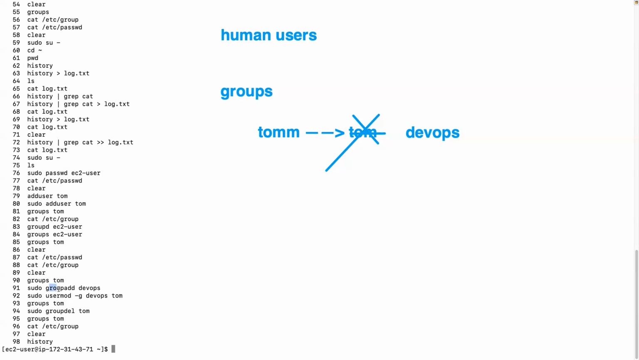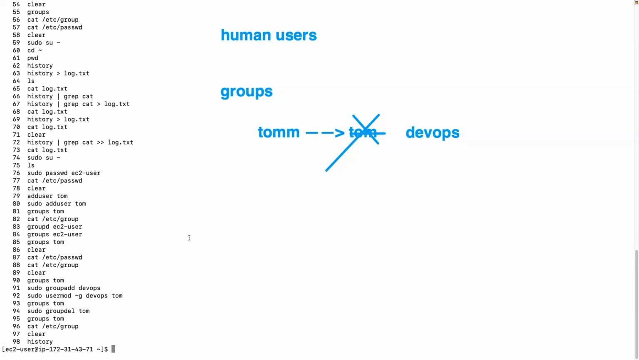Then I created this new group. Then I added Tom to this new group using this command. Tom is added to DevOps group, which means he's removed from Tom group and added to DevOps group. I listed the groups, then I deleted Tom group.